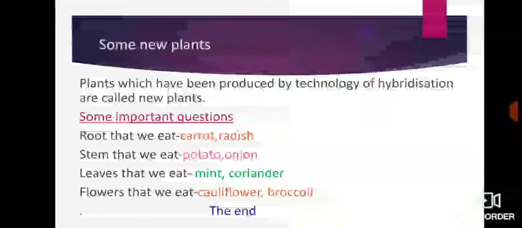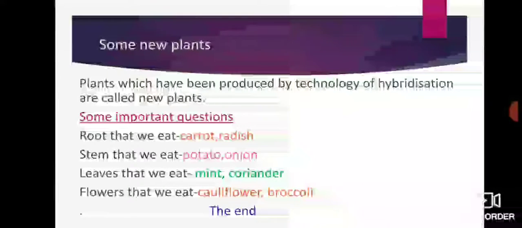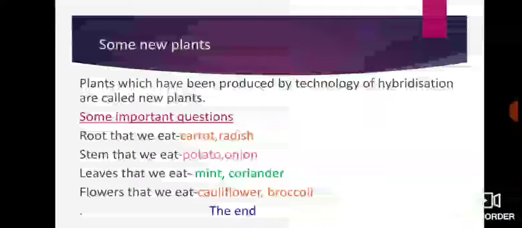Here are some important questions. This is very important. Do you know which plant's root we eat? Example is carrot and radish. Which plant's stem do we eat? Potato, onion, ginger, etc. Which plant's leaves do we eat? Mint, coriander, spinach, etc. Which plant's flower do we eat? Cauliflower, broccoli, etc.